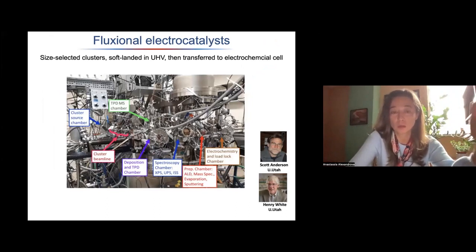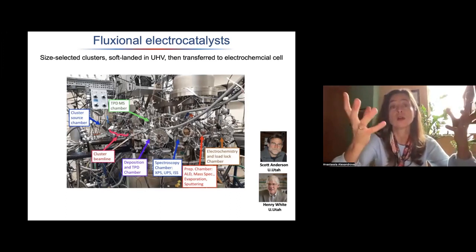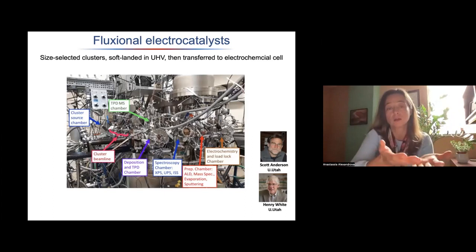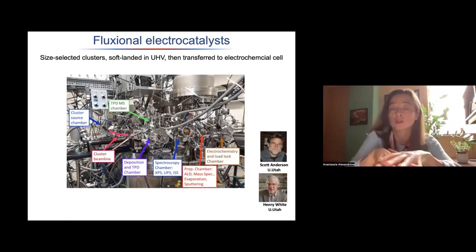This work is done collaboratively with experiment by Scott Anderson. I want to show you this beast because, as I understand it, it's a heroic piece of equipment that they've built. I cannot explain what's what, but the bottom line is that for size-selected cluster catalysis, they must select the clusters of a certain size. They're initially ionic, then they're soft-landed on a support, so you have a well-defined support with just one cluster size, well separated from each other, and then that is put into an electrochemical cell under the liquid where they can do the reaction and spectroscopy also.